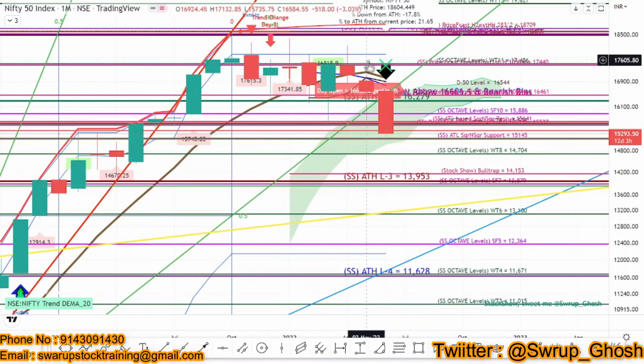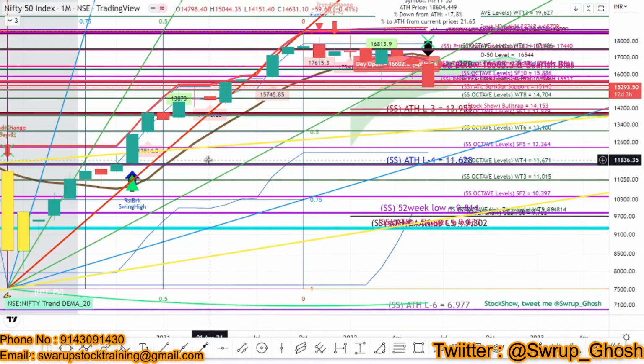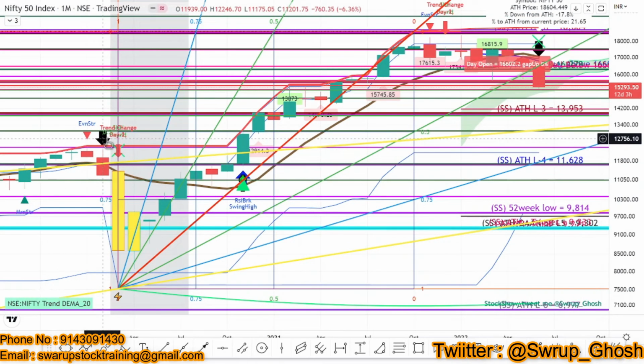So 1, 2 we have already seen. Then this is the third signal, price is below. The fourth signal is, it has actually broken the GAN line. Now let us see in the past when this kind of black signal was generated, how the market behaved. It is already in front of you.